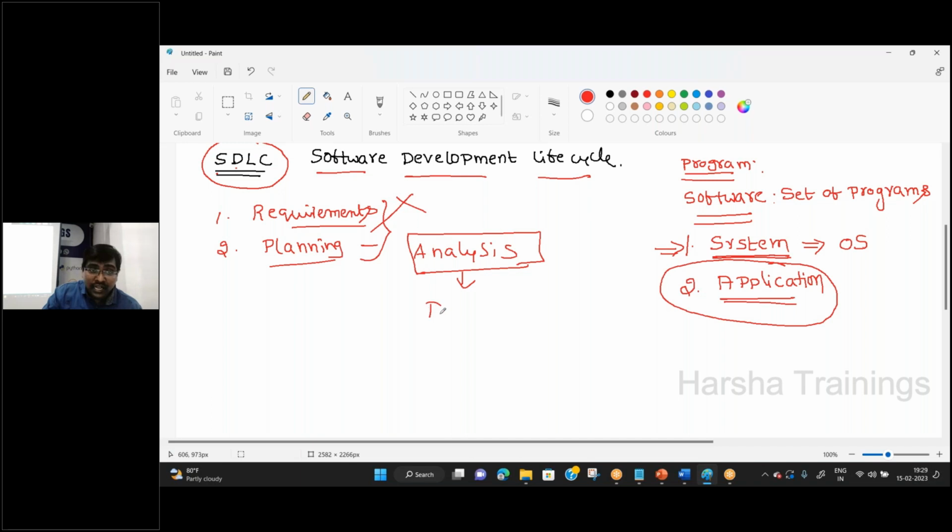After analysis, generally what are you doing? Design. Yes or no? Generally we do design. Design is an architecture or a layout. Suppose simply you are constructing a house. Exactly. Prototype. So an architecture is designed.